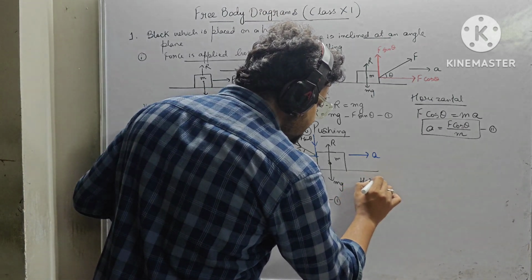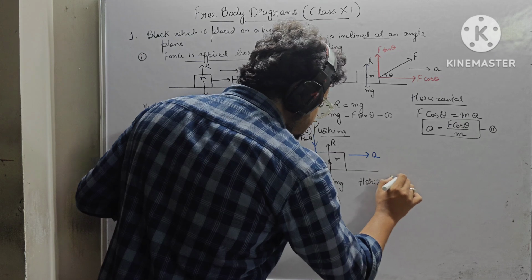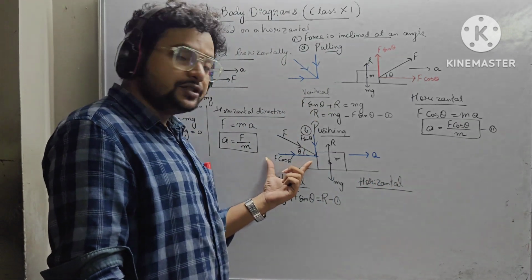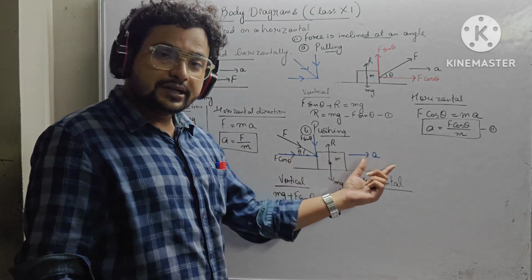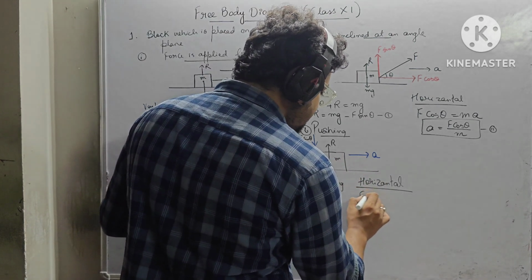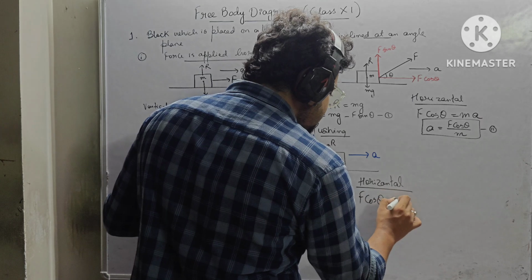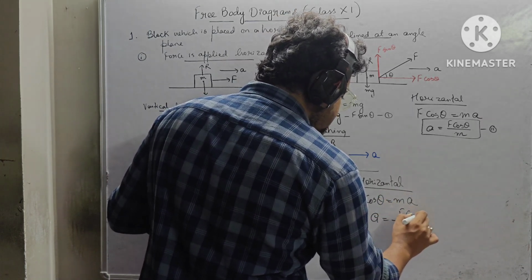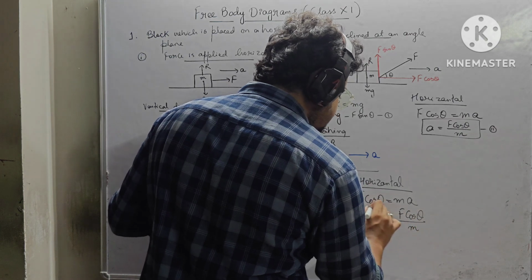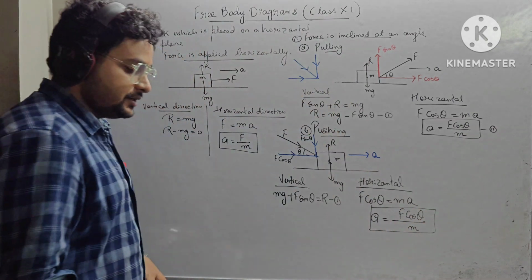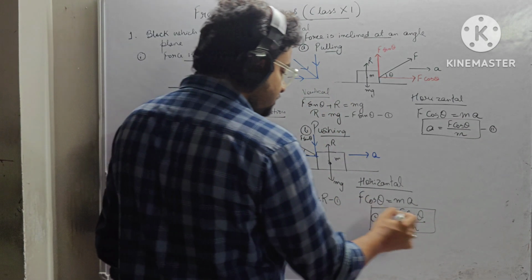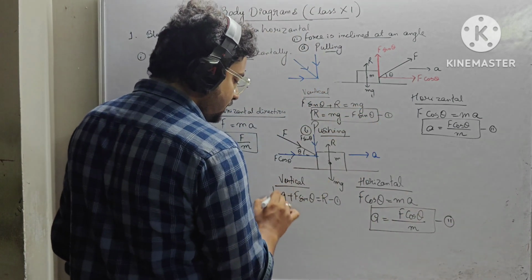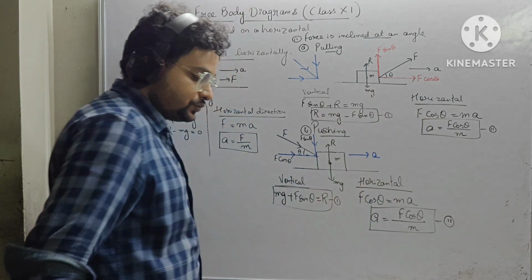In the horizontal direction, only this force F cos theta is there, and it is producing an acceleration. So I can write F cos theta equals mass into acceleration. So acceleration is going to be F cos theta divided by mass. This will be the acceleration. This is your equation 1, and this one is your equation 2.